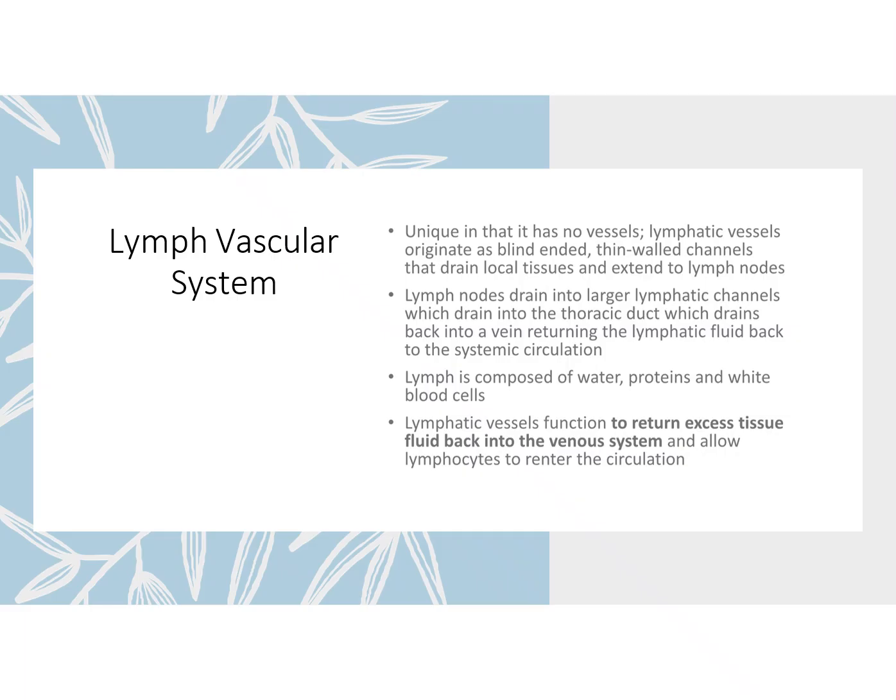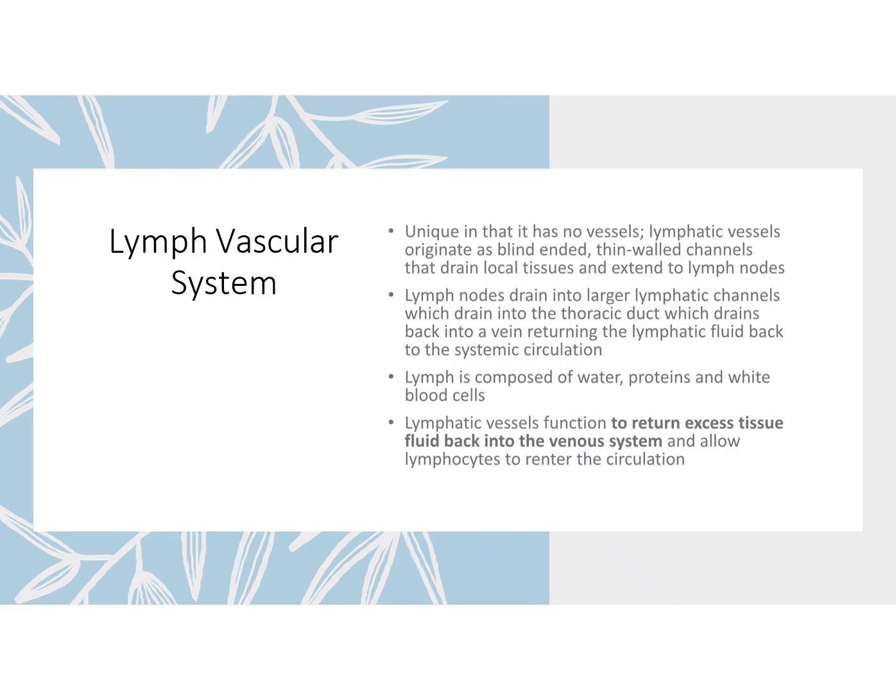Lymph itself is composed of water, proteins, and white blood cells. That protein component is especially important. When proteins leak out of capillaries, they cannot be reabsorbed directly into blood vessels. They must be returned via the lymphatic system. This is why lymphatics are so critical in preventing edema. From a functional standpoint, lymphatic vessels return excess tissue fluid to the venous system. They allow lymphocytes to re-enter circulation, and they help maintain normal fluid balance.